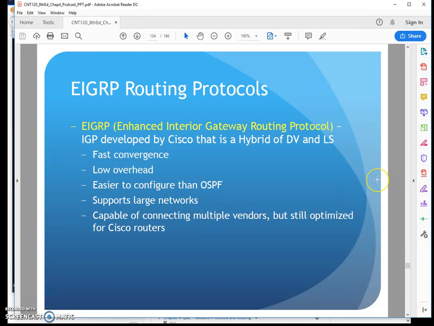EIGRP. I can't help myself when I hear this and I think of, McDonald had a router, EIGRP. I know, you'll probably never get that out of your head.